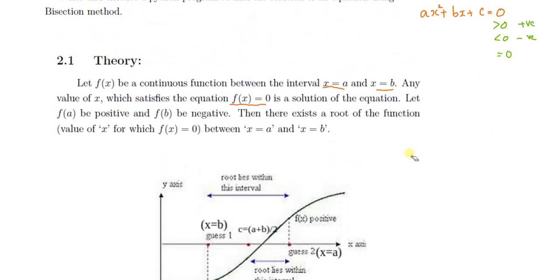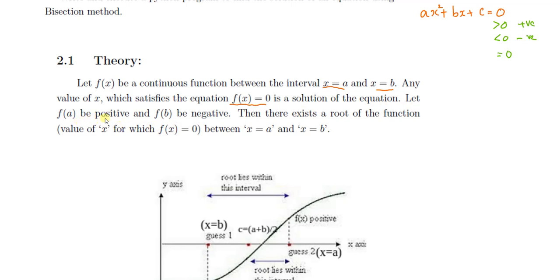Now let f of x be a continuous function between the intervals x is equal to a and x is equal to b. Any value of x which satisfies the equation f of x is equal to 0 is the solution of this equation. Okay, I hope this is clear.